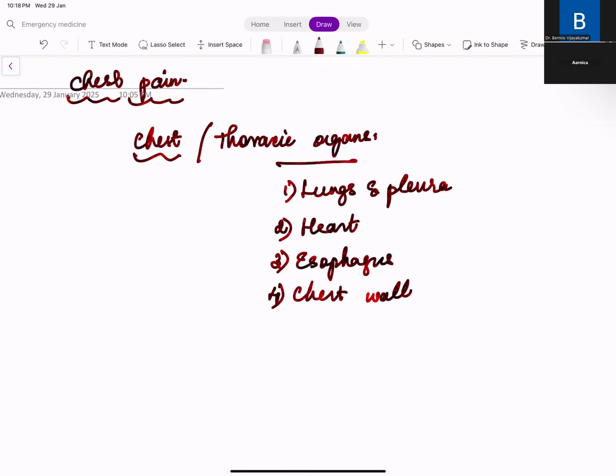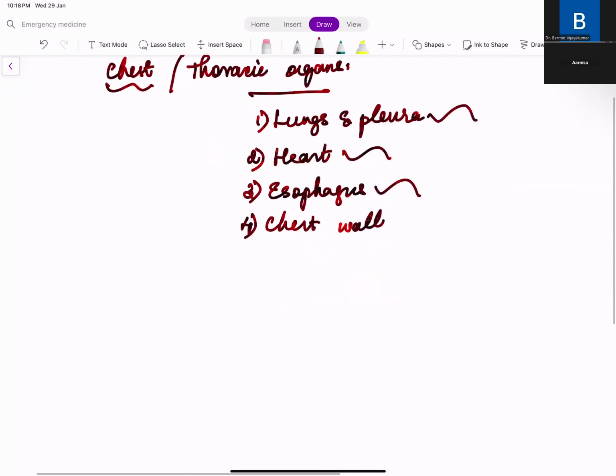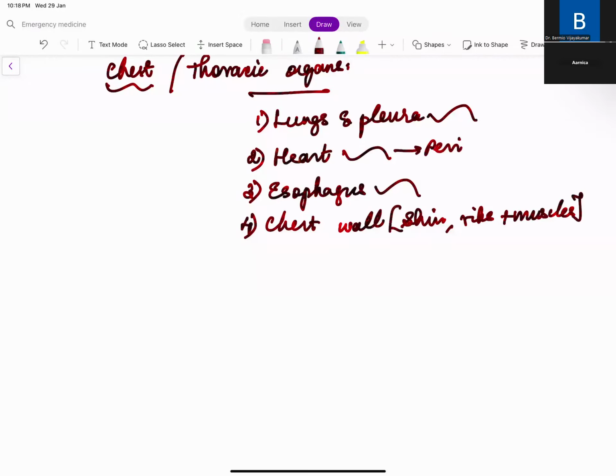To understand chest pain, you should first understand what the organs within the thoracic cavity are. They are basically the lungs and the pleura, the heart, a part of the gastrointestinal tract with the esophagus, and everything is surrounded by the chest wall, which is the skin, the ribs, and the associated muscles. Okay, so this is just a gross overview. The heart straight away includes everything related to the heart, like the pericardium, the aorta, and the vessels.